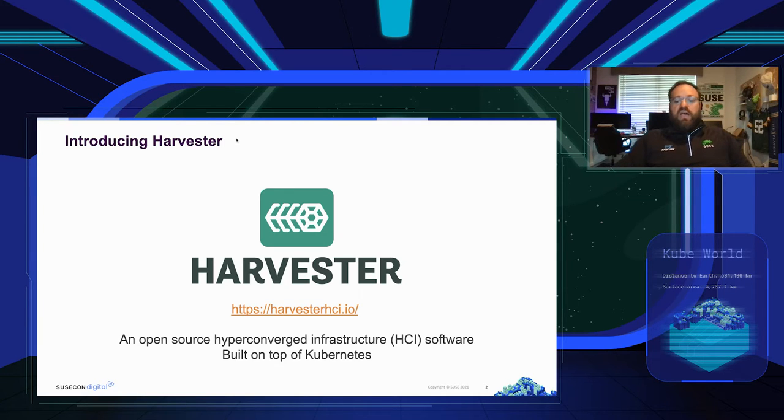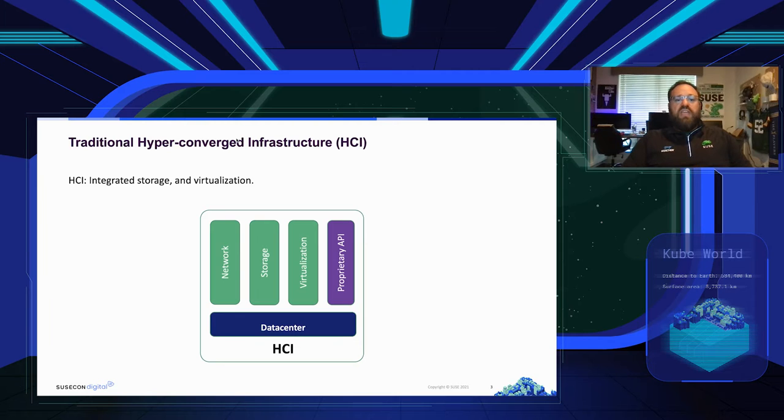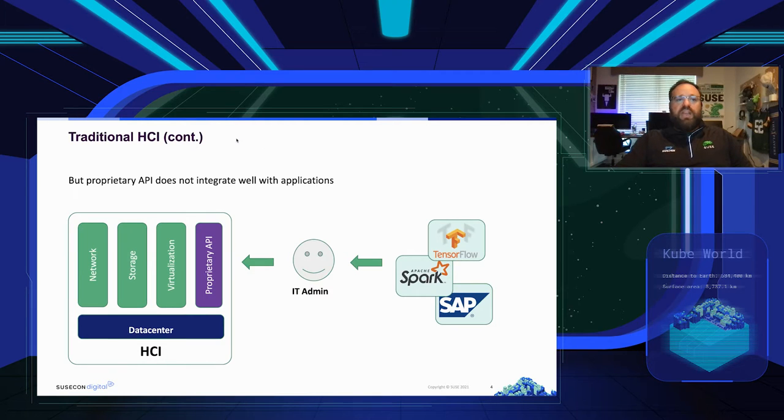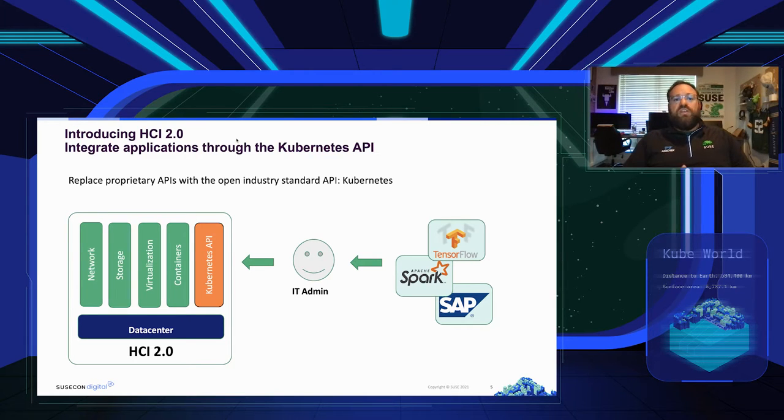project. But now, as we understand today, traditional HCI platforms integrate storage and virtualization, but they also carry a proprietary API. But proprietary APIs do not integrate well with applications outside of their own vendor. So one of the goals of Harvester is to introduce an HCI 2.0, replacing the proprietary API with the open industry standard API, Kubernetes.